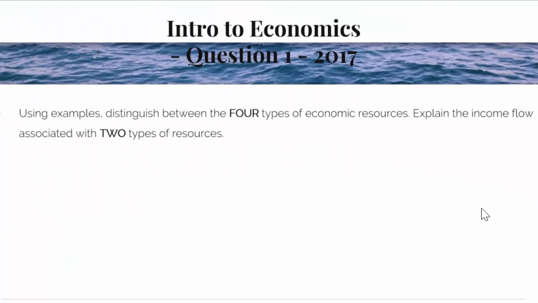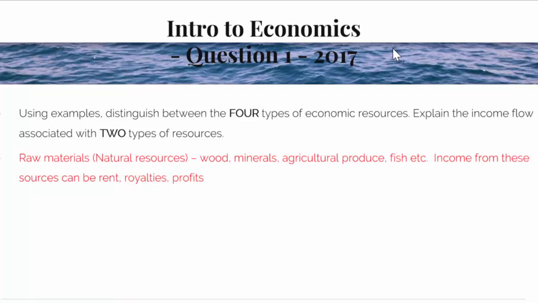So here's question one from 2017. Using examples, distinguish between 4 different types of economic resources and explain the income flow associated with 2 types of those resources. The first one that you should know about is raw materials, natural resources, things like wood, minerals and so on. You can see them on the screen. Important thing here is that income from these sources can be classified as rent, royalties and profits.